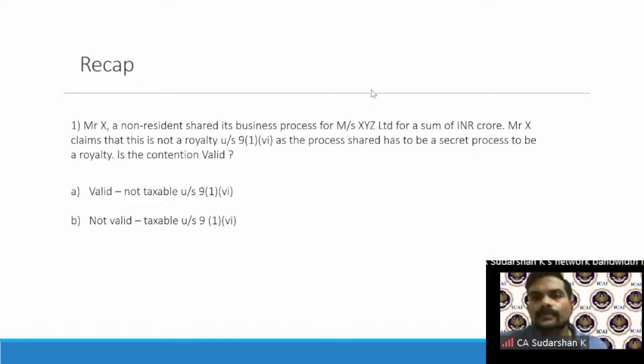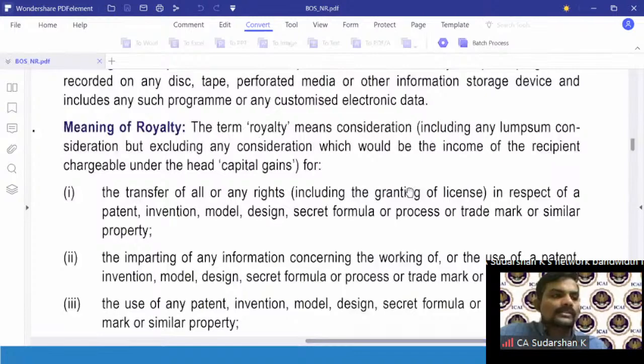Yes, it makes sense because if there is a royalty, somebody is parting with something very useful or very secret. Otherwise, the idea of royalty is I give my intellectual property, and somebody will exploit it to make money, for which royalty is obtained. So it is logical to assume that, yes, it has to be a secret process. But having said that, we had a lot of interesting judgments.